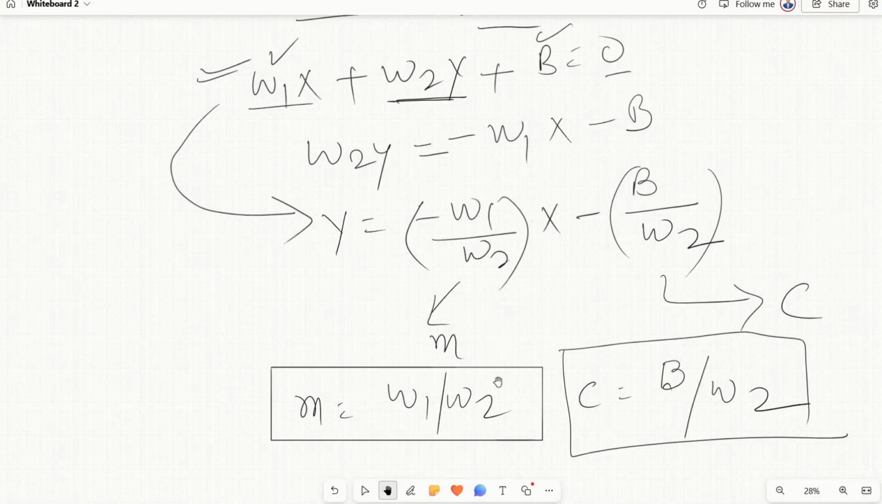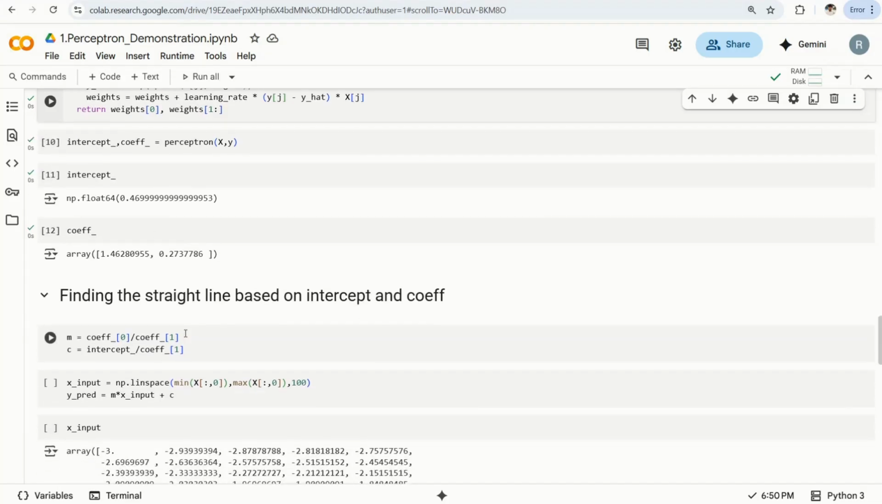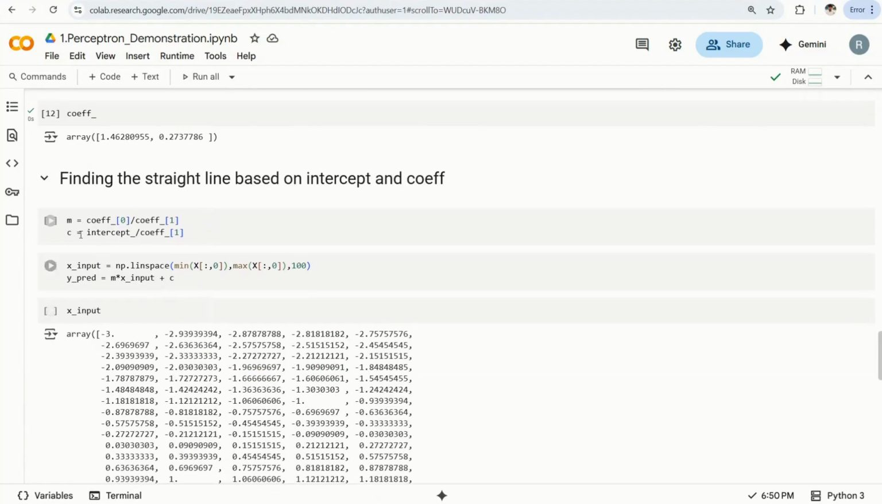Now the same thing I'm doing over here. I have the intercept and two coefficients. In order to draw a line, I want to find m and c, so that I can draw the line y is equal to mx plus c. So that is what I'm doing here. I'm trying to find my m first, the slope.